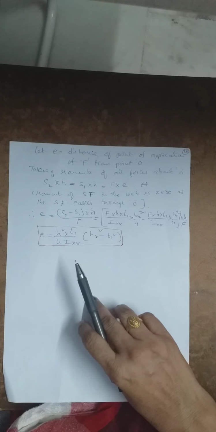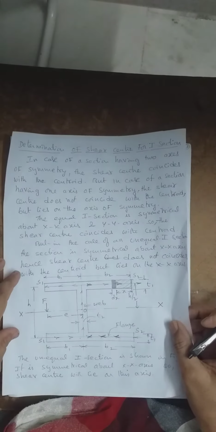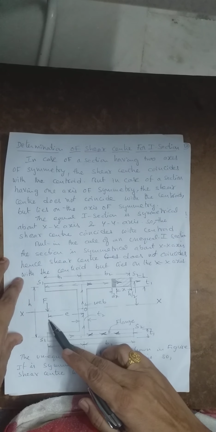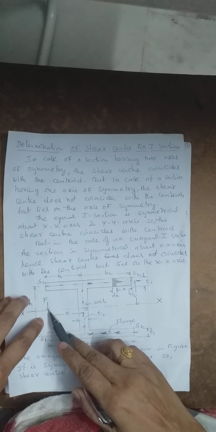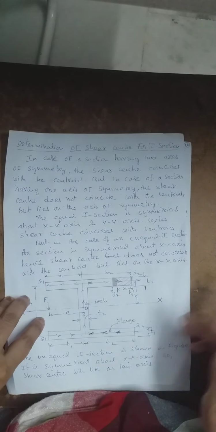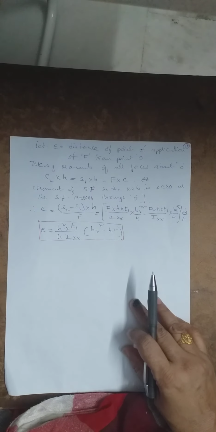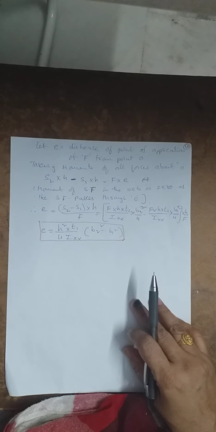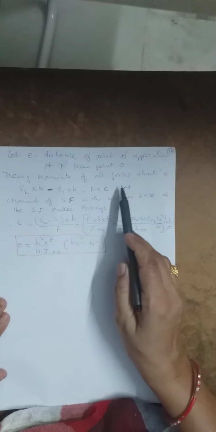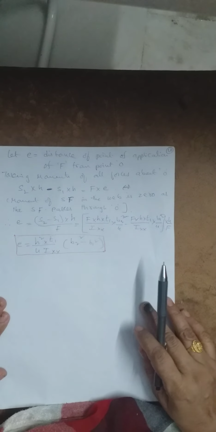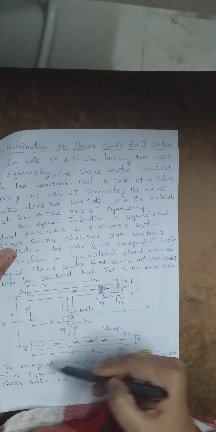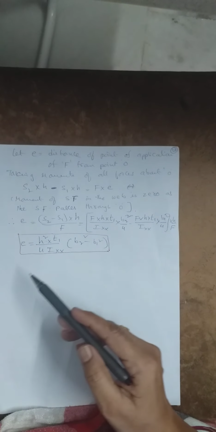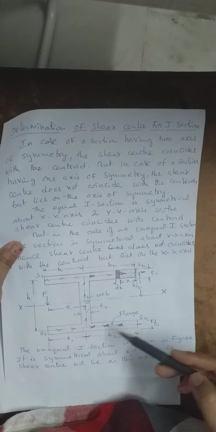Now the main purpose of this derivation is to find the position where the force F is acting relative to the centroid O. Let e be the distance of the point of application of the force from the point O. Taking moments of all the forces about O, there are two forces S2 and S1, and the vertical force F. So S2 into H minus S1 into H, minus because this is anti-clockwise, equals, on the other side, the vertical force F into e.